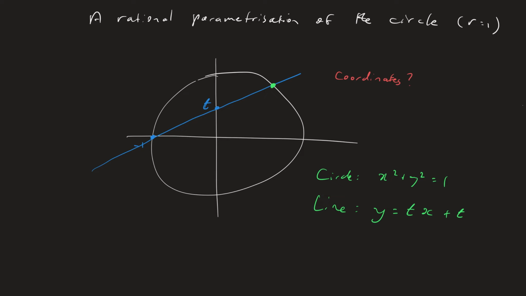To do that, we have a pair of simultaneous equations. We've got the circle defined by x squared plus y squared equals 1, and we've got our line, which is easy to see is y equals tx plus t. Indeed, when x is -1, this gives y equals 0, which is correct, and when x equals 0, it gives us y equals t, which is also correct. If we substitute the second equation into the first, we will get a quadratic equation in x, but we don't want to use the quadratic formula because we already know one solution is x equals -1, and we want to find the other solution here.